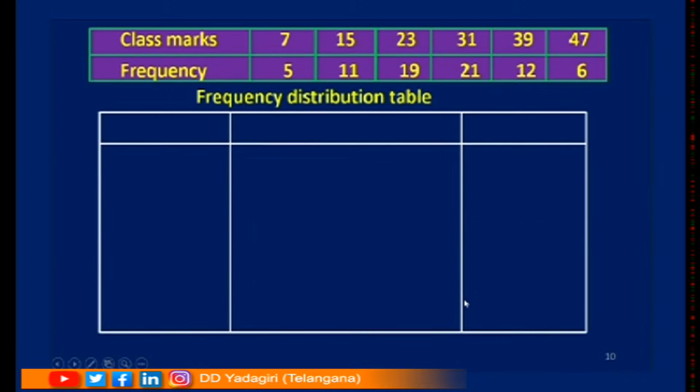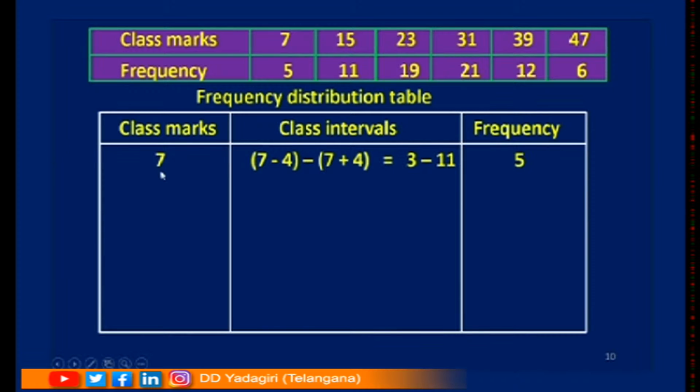So like this we can prepare the frequency distribution table. Now class marks, class intervals, frequency. First class mark is 7. So what I have to do? 7 minus 4, 7 plus 4. What is 7 minus 4? Yes, it is 3. 7 plus 4, 11.